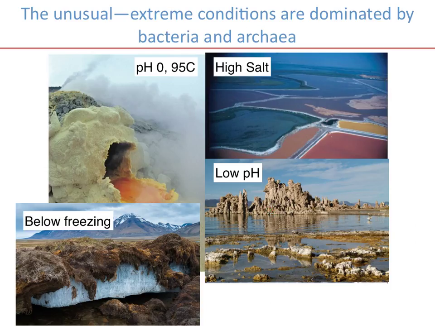Okay, and the unusual. And I made a mistake in here. This should be high pH, but these are some examples of really extreme environments where bacteria and archaea thrive. So this is an example of a boiling acid pool, essentially, that bacteria and archaea can survive in. You have these salt ponds where water evaporates and you have very, very high concentrations of salt. You can have mostly archaea that survive in there and produce these interesting pigments.